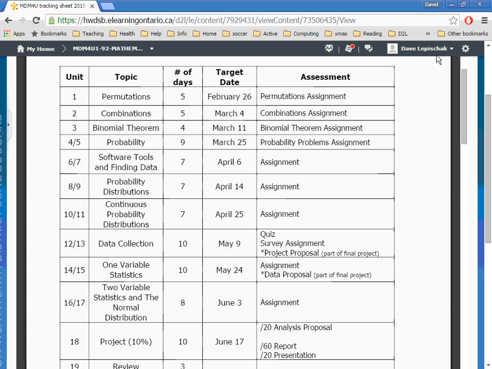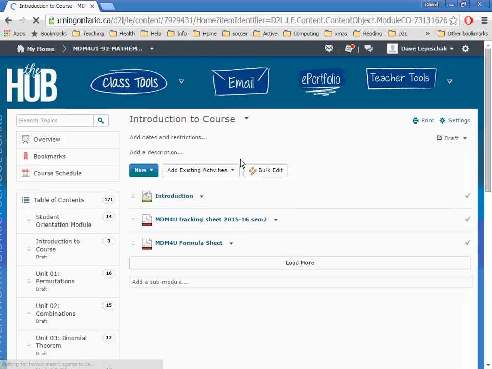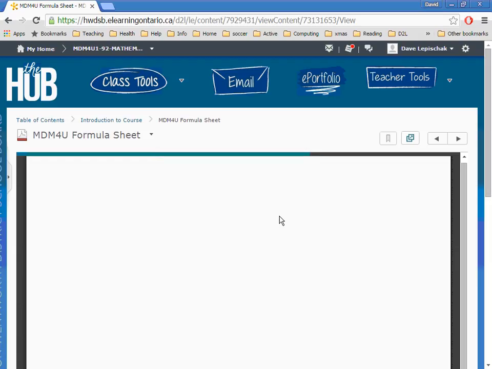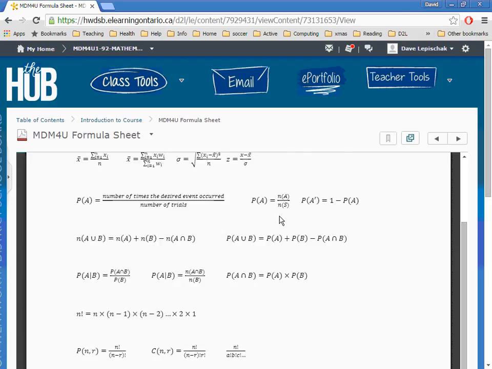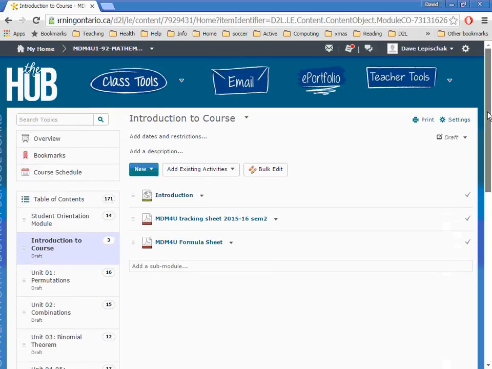Okay. Now, what does each one of these units consist of? Well, if we go back to the introduction to the course, before we get to that, here's the formula sheet that you should probably print off and keep handy when you're working on problems. It's got a lot of handy formulas that you're going to need throughout the course.